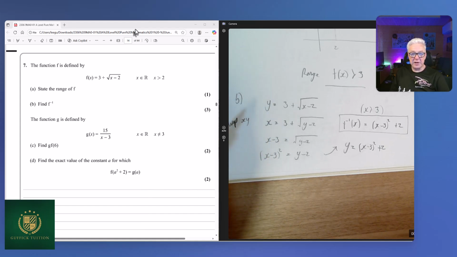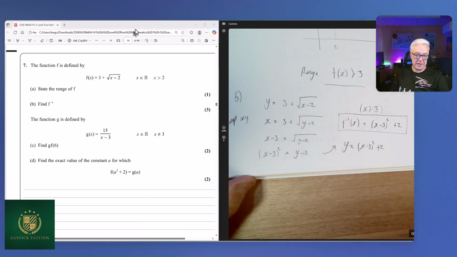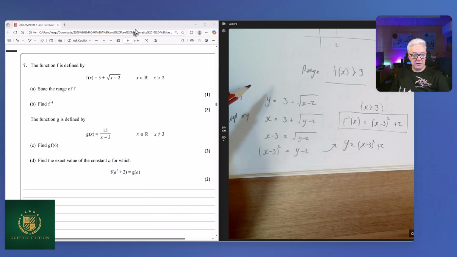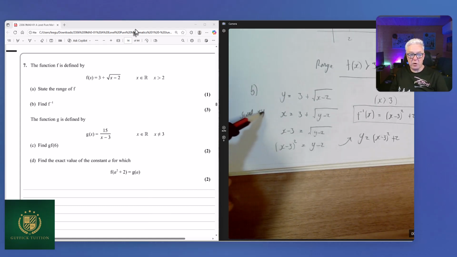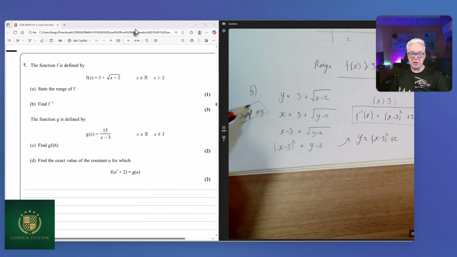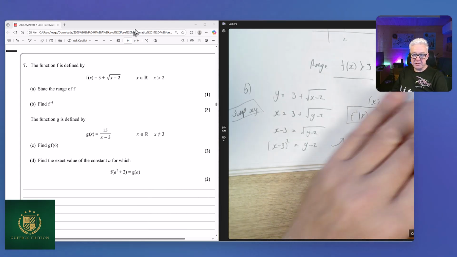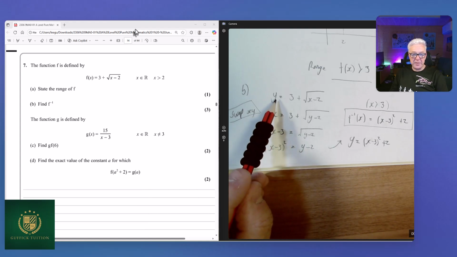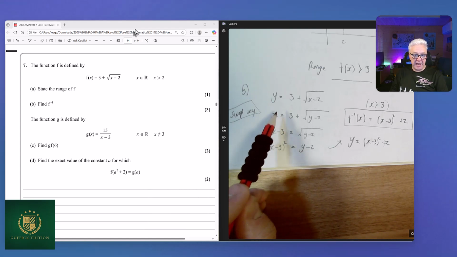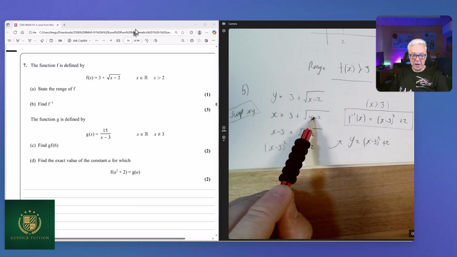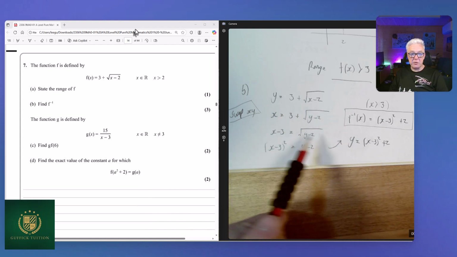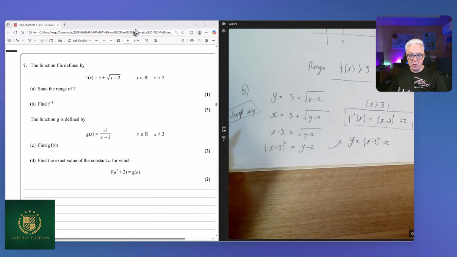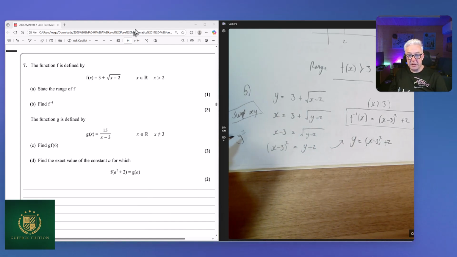So, find the inverse. Again, there are different ways that teachers teach this. My preferred method is to replace the f of x with y, and I like to swap over the x and y at the start and then rearrange it to make y the subject. But it really doesn't matter if you've been taught a different way. So I swap over my x and y, which means anywhere there's a y, it becomes an x. Anywhere there's an x, it becomes a y. And then I'm going to rearrange it to make the whole thing say y equals something in the end.